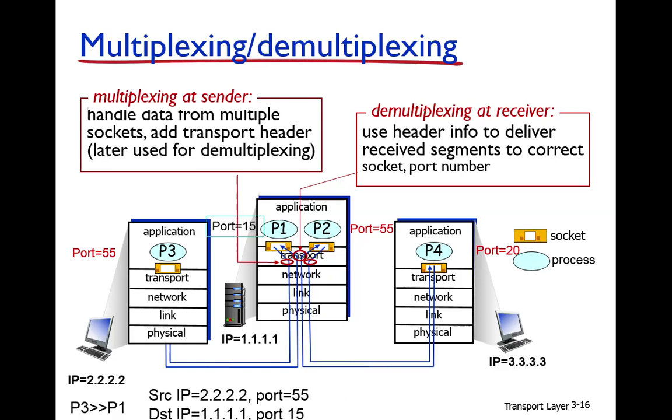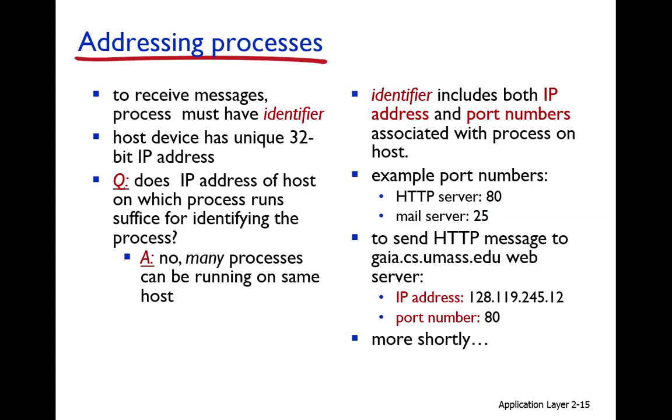The IP address is not sufficient, because an IP address identifies the host machine, but many applications may be running on the same host. So to identify the application on a host, we use another identifier called the port number. Both IP address and port number uniquely identify a particular application process on a host.